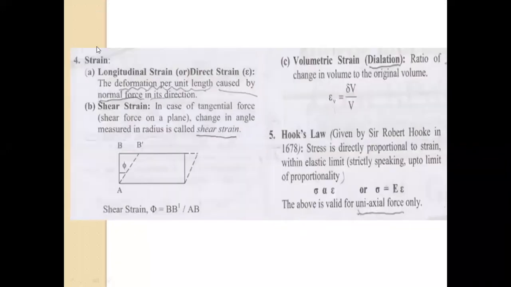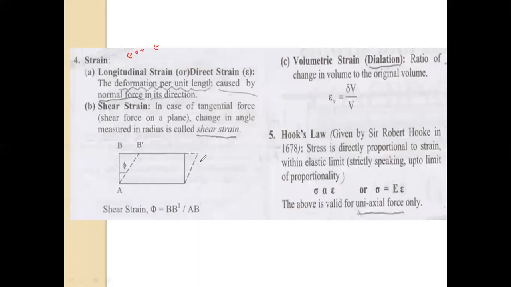Then next point, strain. Already you know the definition of strain. Please recall this. Strain is the ratio of change in length to the original length. Good. And strain is denoted by which letter? Small e, or epsilon. Strain is denoted by e or epsilon.